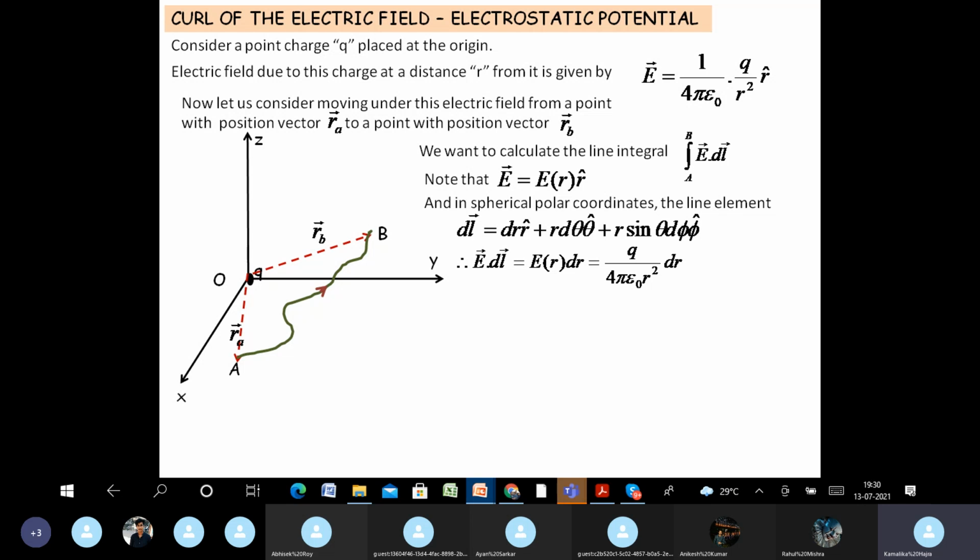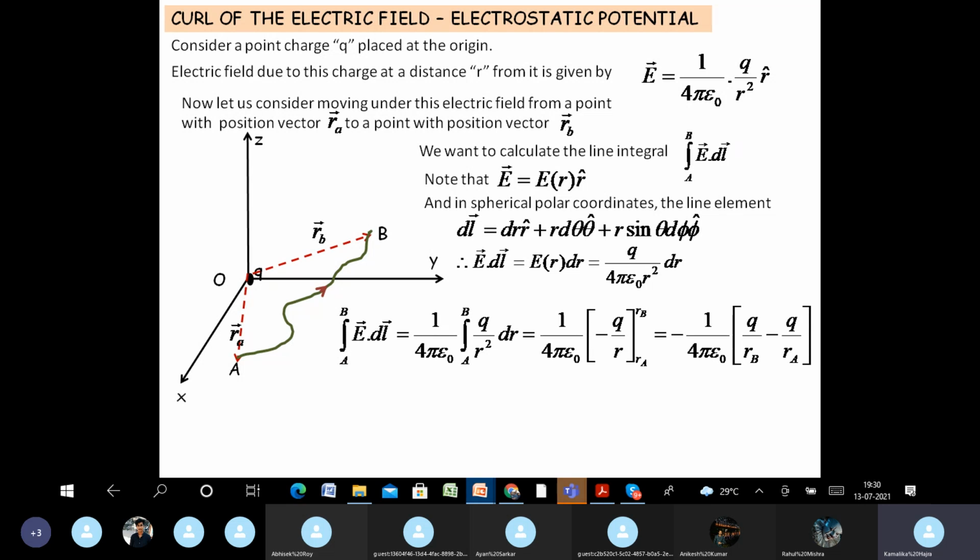The expression of E is q by 4 pi epsilon naught r square. So E dot dl gives us q by 4 pi epsilon naught r square into dr. Basically we have to integrate this expression, and integrating it between the points RA and RB will give us this term over here: 1 by 4 pi epsilon naught, q by RB minus q by RA, with a negative sign.